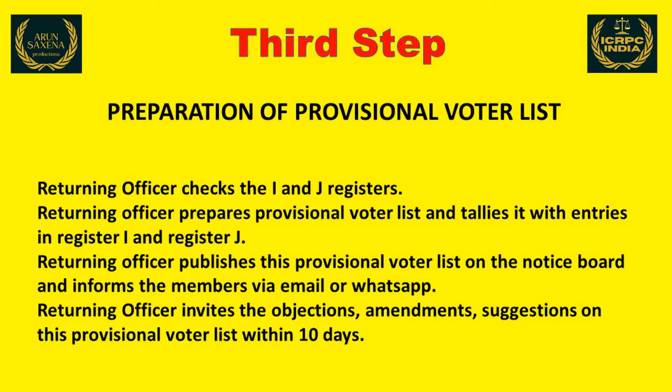Third step: preparation of provisional voter list. The returning officer checks the I&J registers. Returning officer prepares provisional voter list and tallies it with entries in Register I and Register J. The returning officer publishes this provisional voter list on the notice board and informs the members via email or WhatsApp. The returning officer invites the objections, amendments, suggestions on this provisional voter list within 10 days.